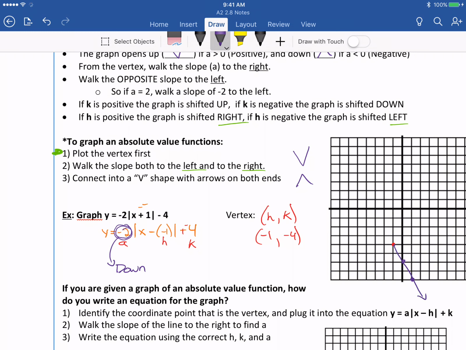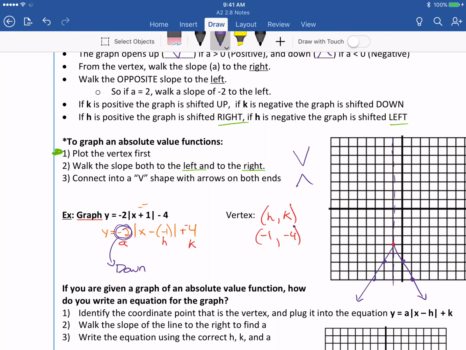Okay? And my other side is always symmetric around that x value. So I'm going to walk down 2 and to the left 1, excuse me. Down 2 and to the left 1 again. So now I connect that guy, and there is my V. So that is my graph right there.